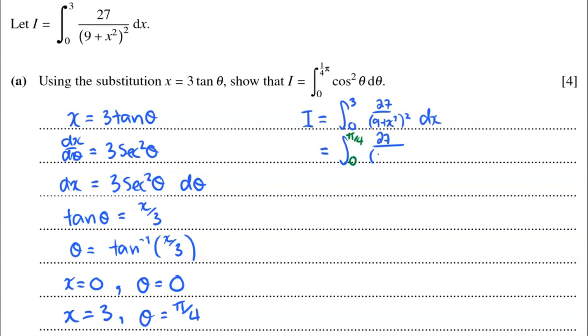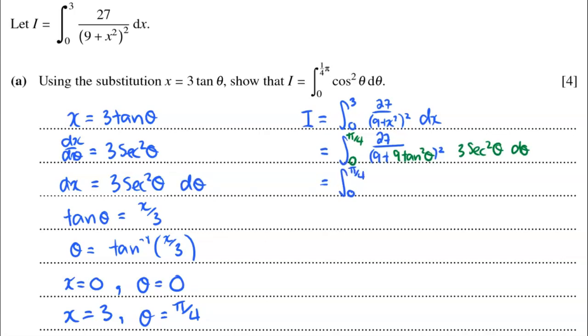So we have the 27, we have 9 plus, instead of x, we're going to replace with 3 tan θ, but it's squared, so 3 squared will get 9, and then we'll get tan²θ. And the whole bottom still stays squared, of course. And we will replace the dx with 3 sec²θ dθ. So that's given us the variable replacement. All we have to do is rearrange it so it equals what we're trying to get to.